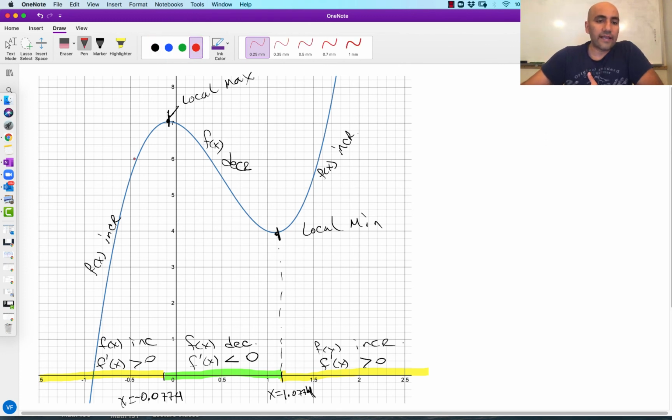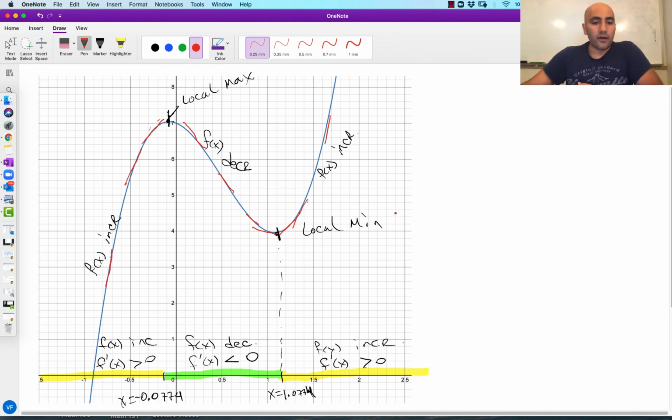If we think about all the tangent lines, a tangent line over here, a tangent line over here, the slopes are all going to be positive here, so the first derivatives are all going to be positive in this zone. The first derivatives are all negative over here. The tangent lines are going to have negative slopes in this zone. And in this zone over here, the first derivatives are all going to be positive.